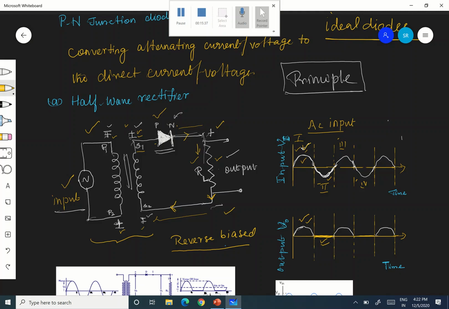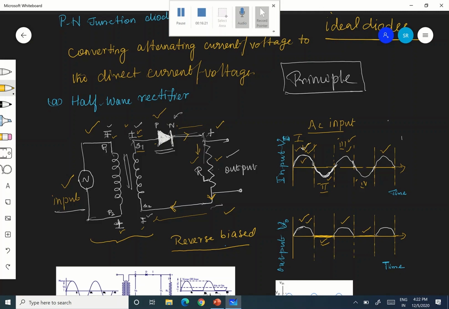Then once again the same thing repeats. The third half cycle is once again a positive half cycle. During the positive half cycle, P1 becomes negative, P2 becomes positive, S1 becomes positive and S2 becomes negative. Therefore the diode is forward biased, it allows the current, and you will get the output. In the fourth half cycle, once again it will not allow. Which means that this rectifier is called a half wave rectifier. Only one half, the positive half cycle of the AC input, is passed.